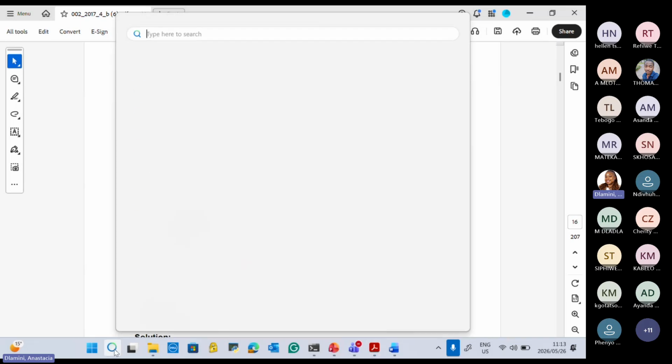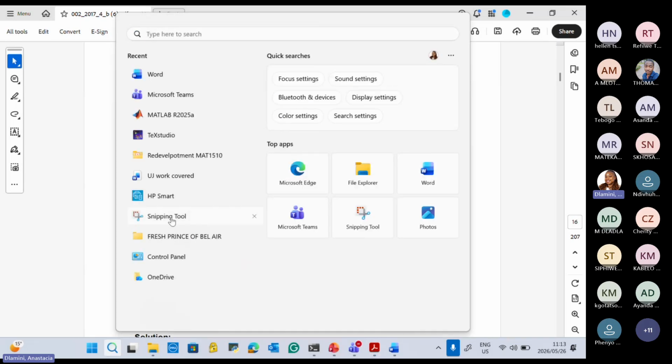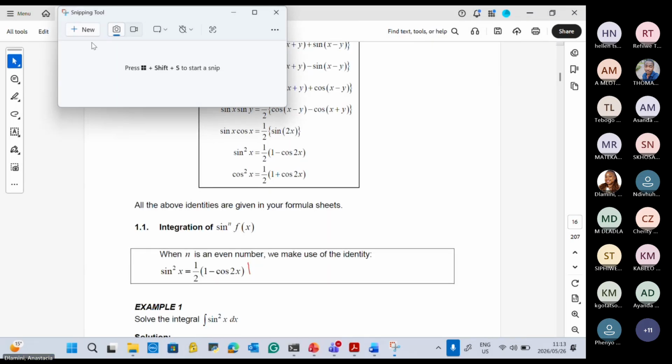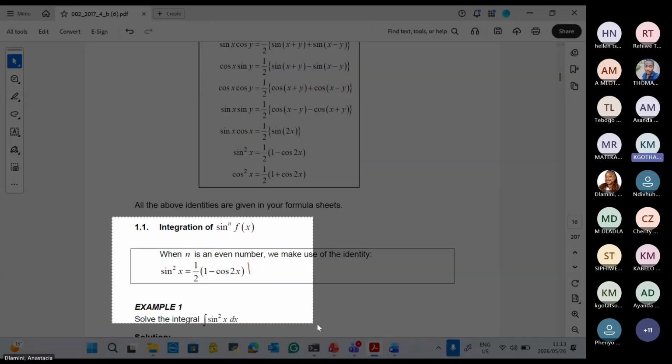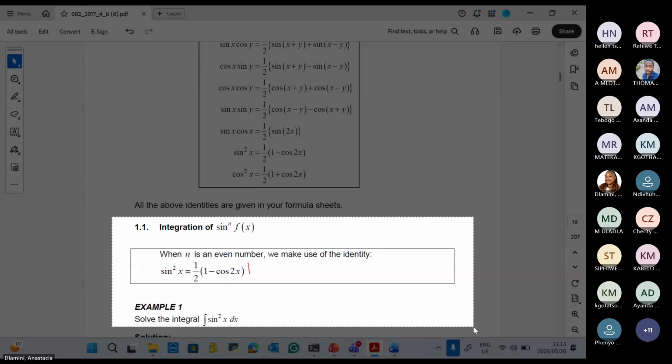So let's take a screenshot. Let's do this example. I got a question though. Oh, what if n is a fraction? What if n is a fraction?